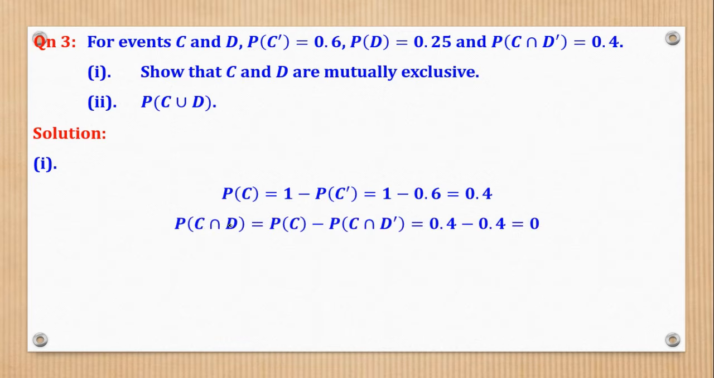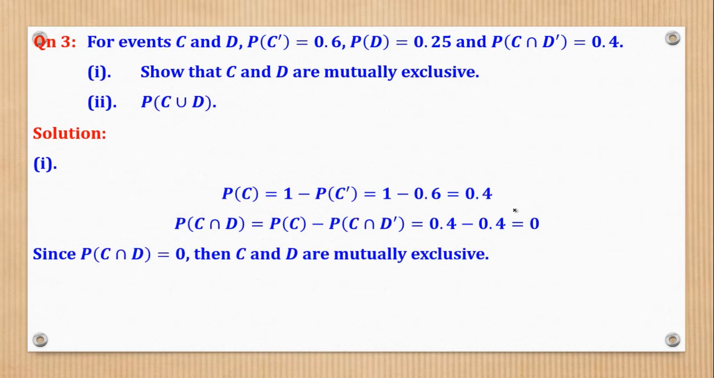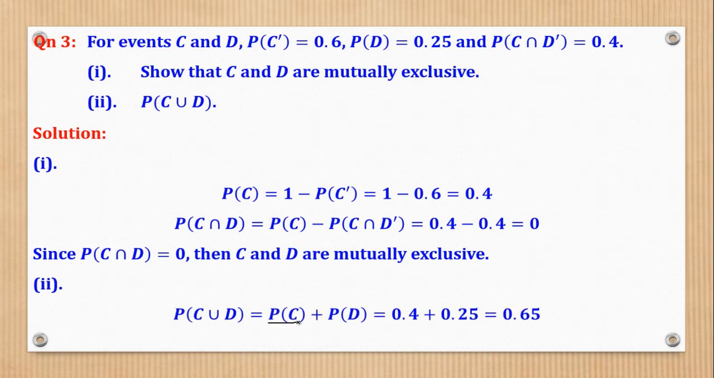Then C intersection D is equal to probability of C minus probability of C intersection D complement. So this is got from the contingency table. So substitute for C and C intersection D complement to come up with 0, and because it is equal to 0, it implies that these events C and D are mutually exclusive. They also ask for C union D, so C union D will be equal to probability of C plus probability of D. Because the intersection is 0, that's why you don't show it here, which gives you 0.65.